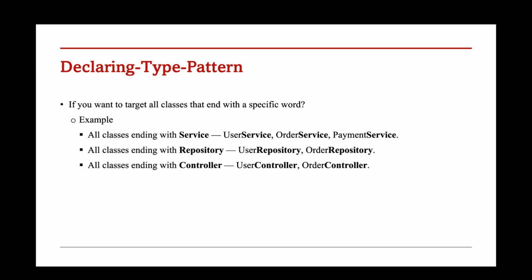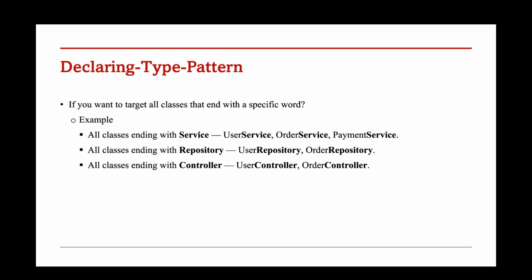And it is extremely useful in real applications, because naming conventions are everywhere. In Spring Boot, service classes end with service. Repositories end with repository. Controllers end with controller. That is the standard naming convention. And with suffix pattern matching, one pointcut expression can cover your entire service layer, or your entire repository layer, automatically. Without listing every class. Without package constraints. Just by matching the class name suffix. Let's see how it works.